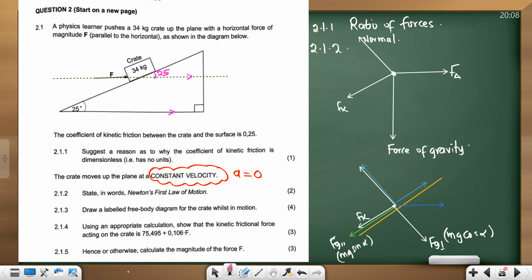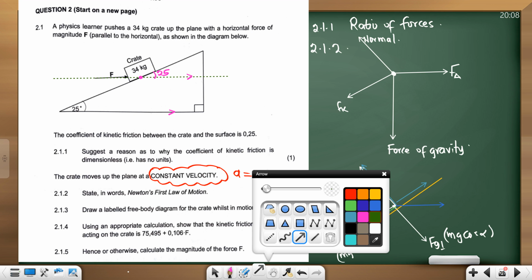I don't know if that makes sense. Corresponding what? Angles. Okay, so I have that. Corresponding angle, so that gives me 25. But I want to draw it in such a way that I have a vertical and a horizontal. This is quite tricky.